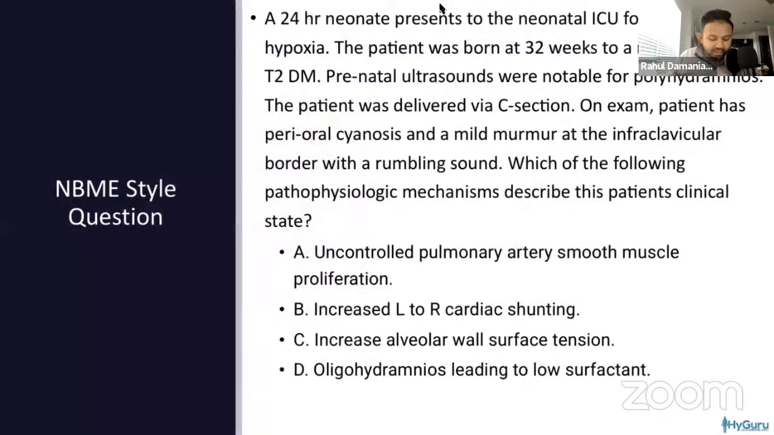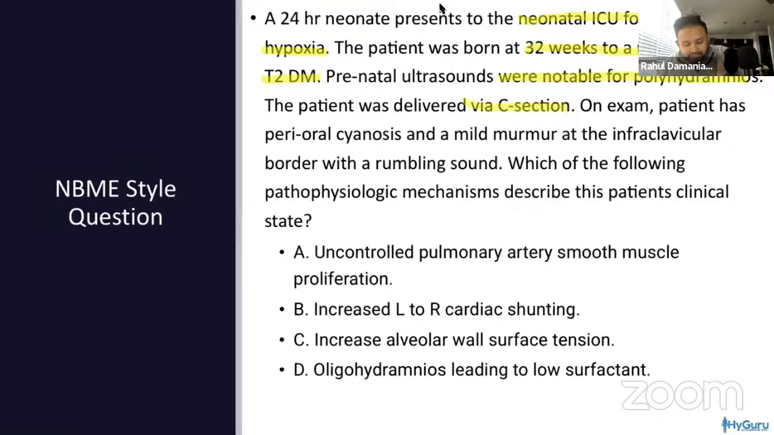Last question of the day. A 24-hour neonate presents to the neonatal ICU for tachypnea and hypoxia. The patient was born at 32 weeks to a mother who had type 2 diabetes. Prenatal ultrasounds were notable for polyhydramnios. Makes sense. Mom had diabetes. The patient was delivered via C-section.